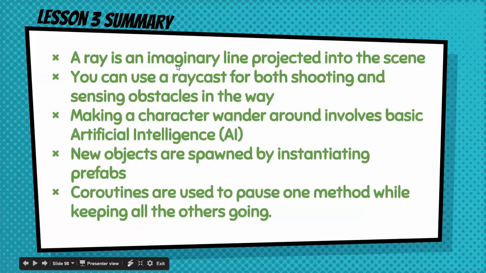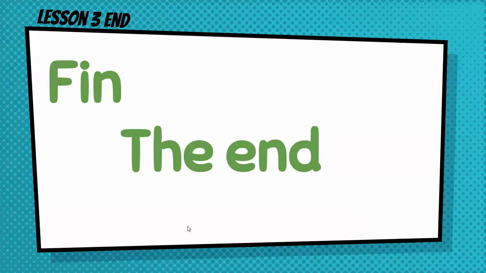So here's our summary. A ray is an imaginary line projected into the scene. You can use raycast for both shooting and sensing obstacles in the way. We did a very simple artificial intelligence by making our character wander around. We know now that new objects are spawned by instantiating prefabs, and we also dealt with coroutines a couple of times. They're used to pause one method while keeping all the others going. And that is the end of lesson 3.